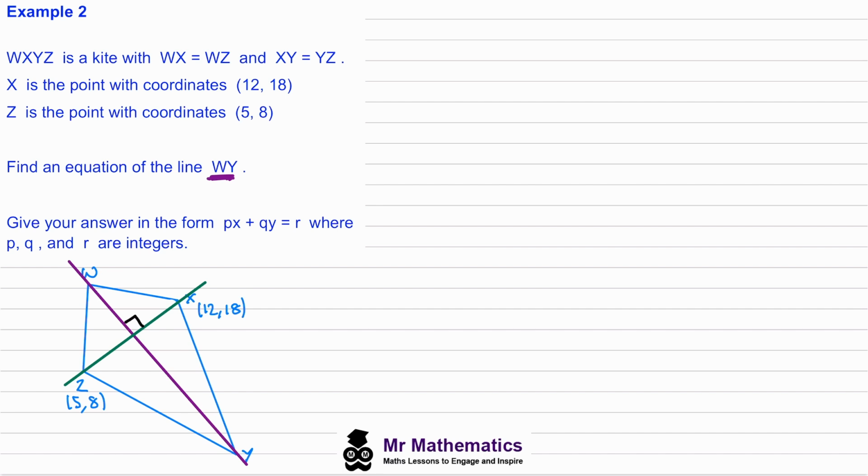This means we can work out the gradient of this purple line, because it will be the negative reciprocal of the green line, and we can work out this line because we have two coordinates. So if I label the green line L1 and the purple line L2, then we can work out the gradient of L1 as the change in y divided by the change in x. And the change in y will be the difference between the 18 and the 8. This will be 10. The change in x will be the difference between the 12 and the 5, which is 7.